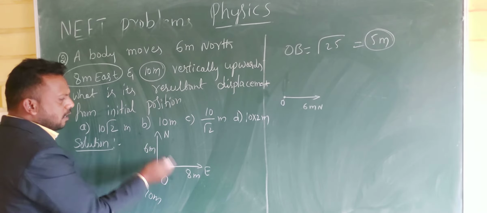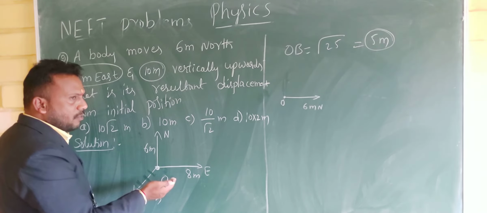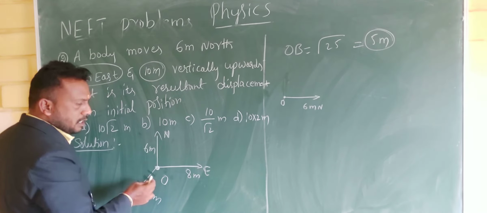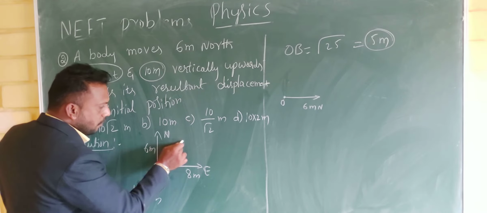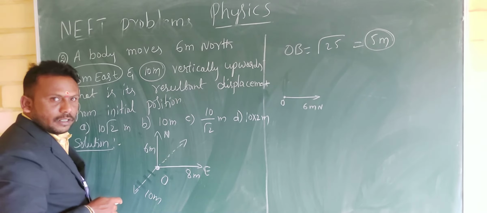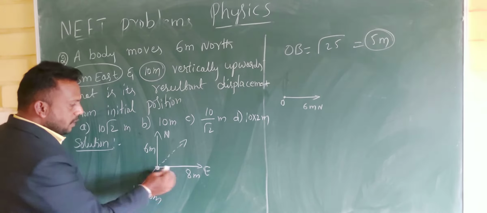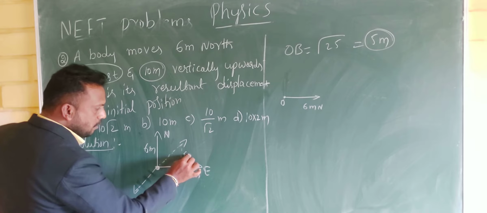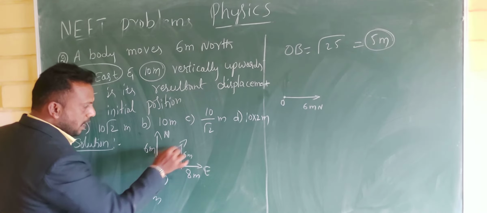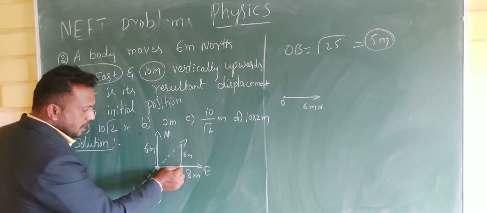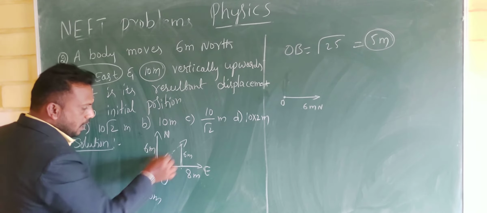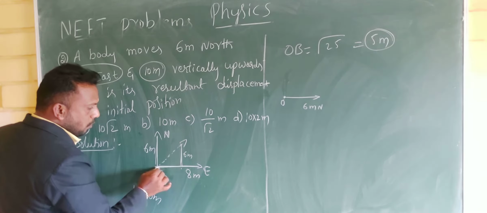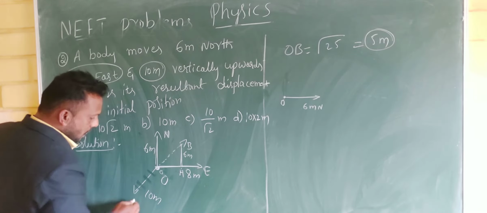What is the resultant? Displacement is a vector quantity. Therefore, the resultant vector between the east direction and the north direction is in this direction. How to calculate the resultant? This is 8 meter, and this is 6 meter. These two lines are parallel to each other. The resultant of these two is from point O to point B.